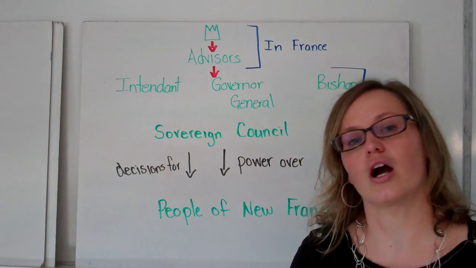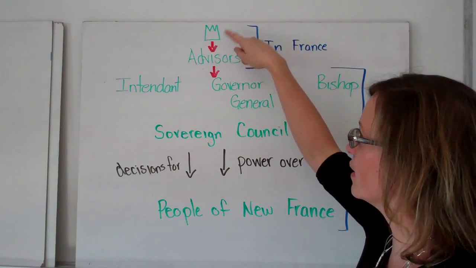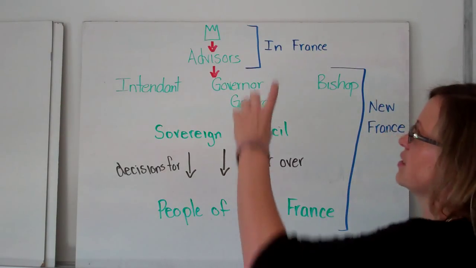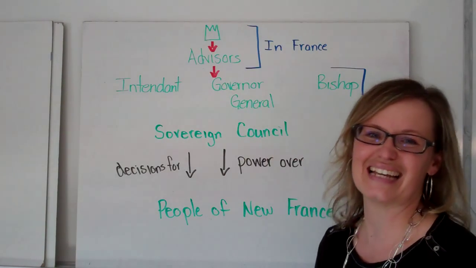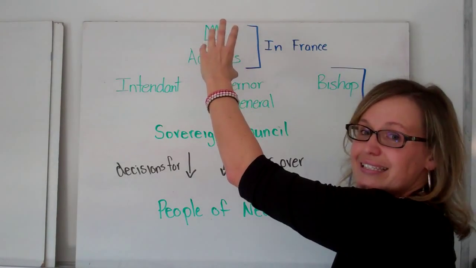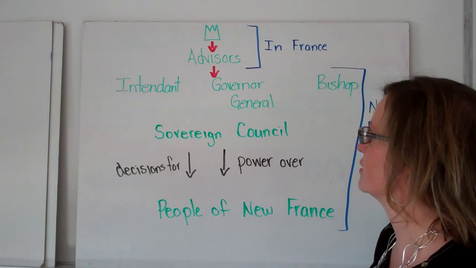So here's the structure of the absolute monarchy. Of course, you have the king at the top, and he appoints, that's the red arrow, his advisors. The interesting part about this is that this section of the government is in France. It's not in the colony, not in New France. So they're making decisions for the people living across the ocean. We want to keep that in mind.